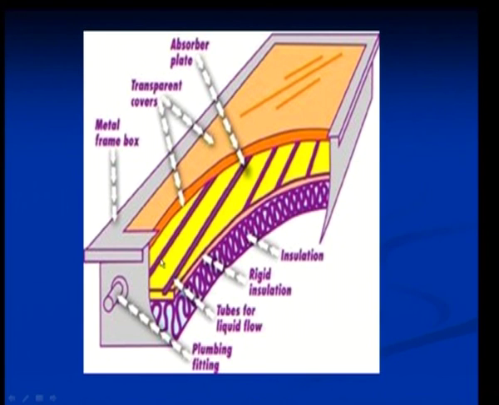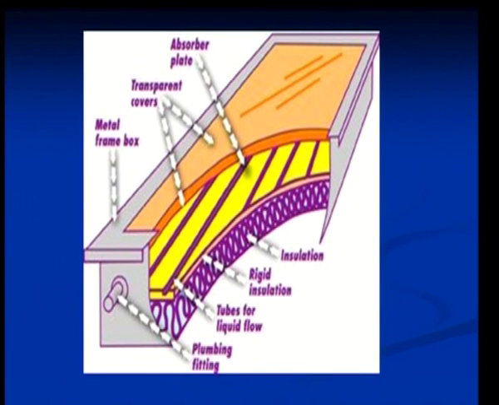What happens here is you have a plumbing fitting in which water, or any other fluid, is getting circulated through all these tubes where the liquid flow happens. The heat is then transferred through these tubes as they move along, and subsequently they reach the storage tank where the heat is going to be stored.